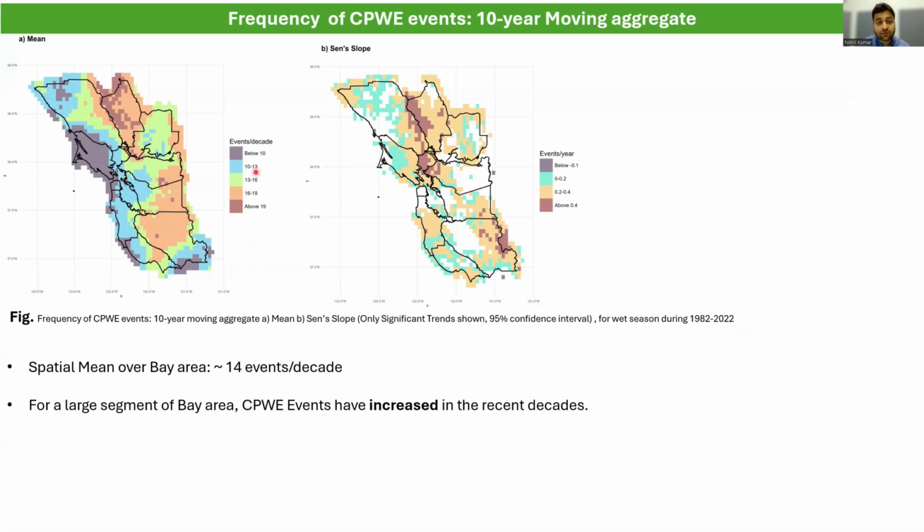The results of the mean analysis, the mean 10-year moving aggregate, show that there are about 14 events per decade, which is the spatial mean over the Bay Area. The Sen's slope also has very interesting results: we found that these events have increased in recent decades for a large segment of the Bay Area.